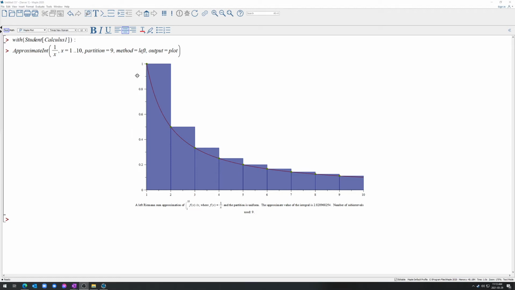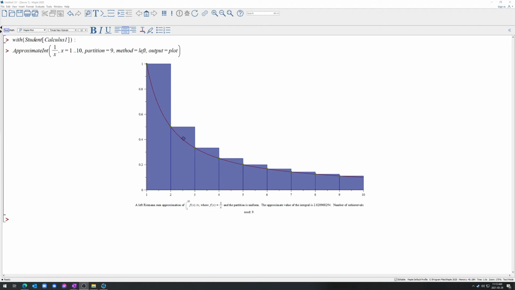And you can see that I've got that function 1 over x, and these bars here have a width of 1. And look at these values for their heights. At n equals 1, we have 1. When n equals 2, we have a half. When n equals 3, we have a third. When n equals 4, then we have a quarter.